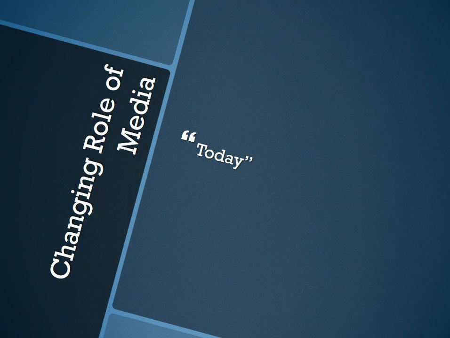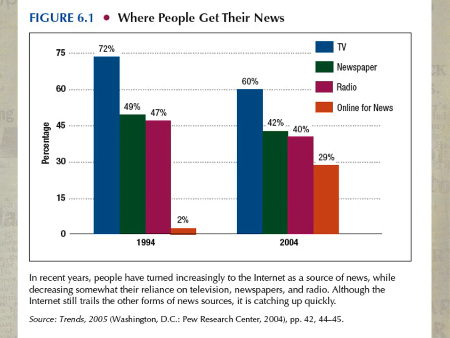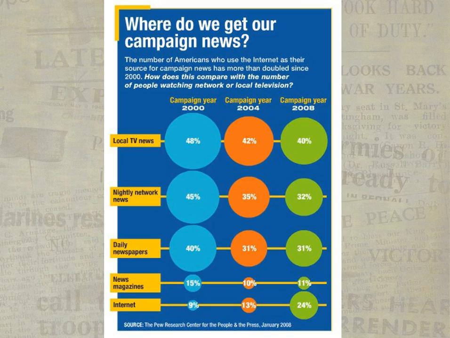So if we take a look at this, what we're going to look at is the changing role of media in society. In 1994, 72% of Americans were getting their news from television, with only 2% actually getting their news from the internet. By 2004, that number skyrocketed to 29% from online news, whereas the number for TV dropped down to 60%. So we can see more and more people are relying on the internet and other sources for their media versus typical TV, newspaper, and radio.